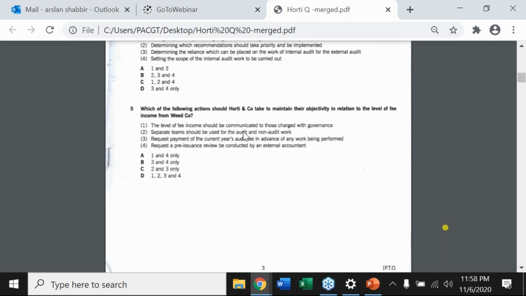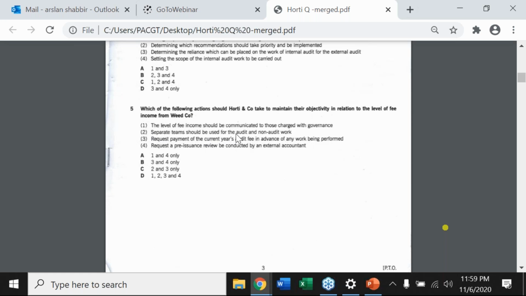So here it is 18.1%. So I am telling you the rule: if you have income of more than 15%, then you should communicate to those charged with governance. It is a rule set by professional ethics, and it is mentioned in your BPP textbook. So I'm going to read each and every requirement. The level of fee income should be communicated to those charged with governance. So this is the right option.